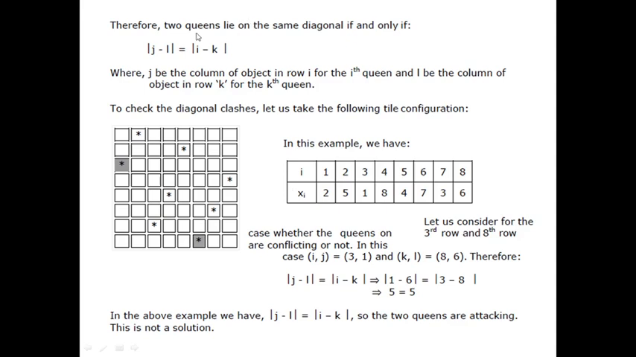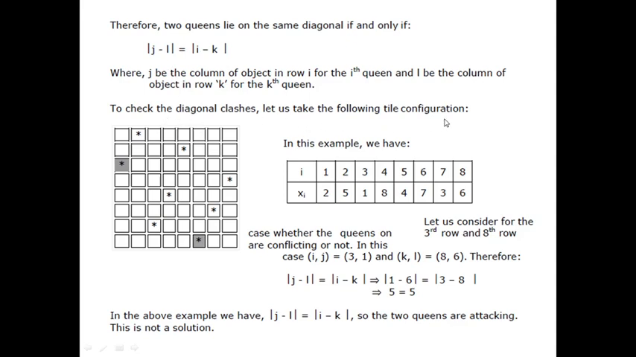And here we are taking only the absolute value. No two queens lie on the same diagonal if and only if |j minus l| is not equal to |i minus k|, where j is the column of the queen in the ith row, and l is the column of the queen in the kth row. Okay, just try it and check the diagonal clashes.